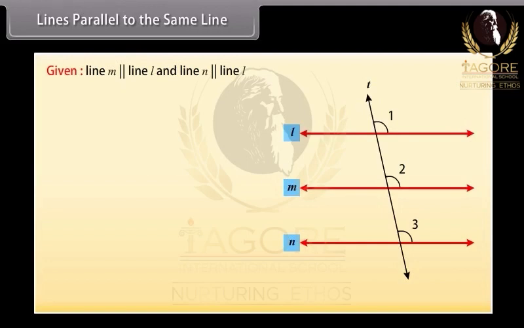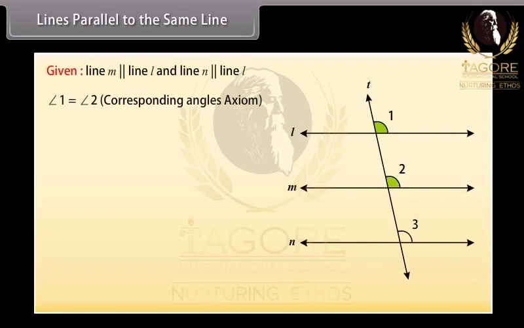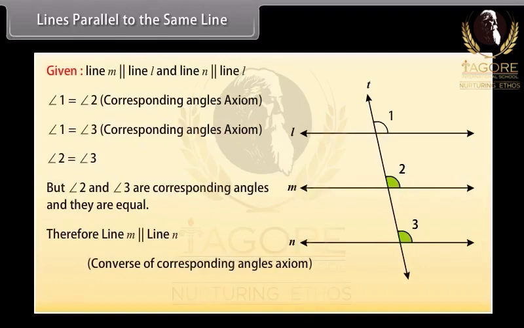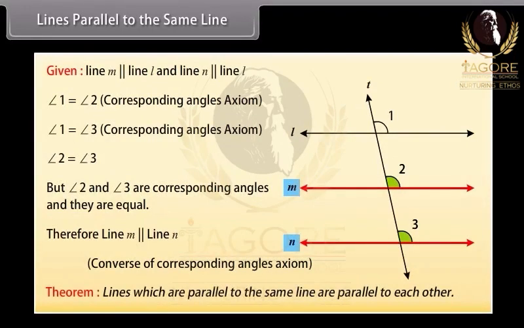Therefore, by using corresponding angles axiom, we can say that angle 1 is equal to angle 2 and angle 1 is equal to angle 3. So from these two, we can say that angle 2 is equal to angle 3. But angle 2 and angle 3 are corresponding angles and they are equal. Therefore, by using converse of corresponding angles axiom, we can say that line M is parallel to line N. And this result can also be stated in the form of a theorem. Lines which are parallel to the same line are parallel to each other.